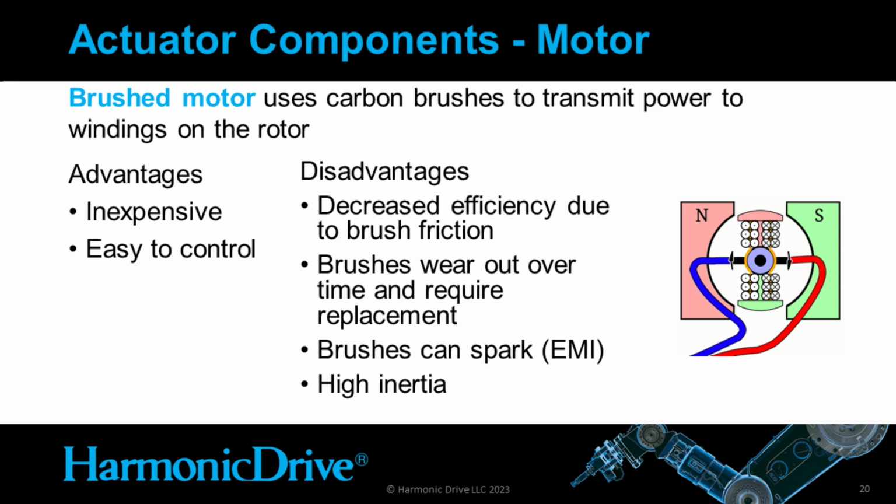A brushed motor uses carbon brushes to transmit power to the windings on the rotor. Some of the advantages include that they are inexpensive and easy to control. Some of the disadvantages include decreased efficiency due to the brush friction. The brushes wear out over time and require replacement. The brushes can spark, creating EMI, or electromagnetic interference, in your system. And these motors typically have high inertia because the dense copper coils are on the rotating component of the motor, as you can see on the right side.